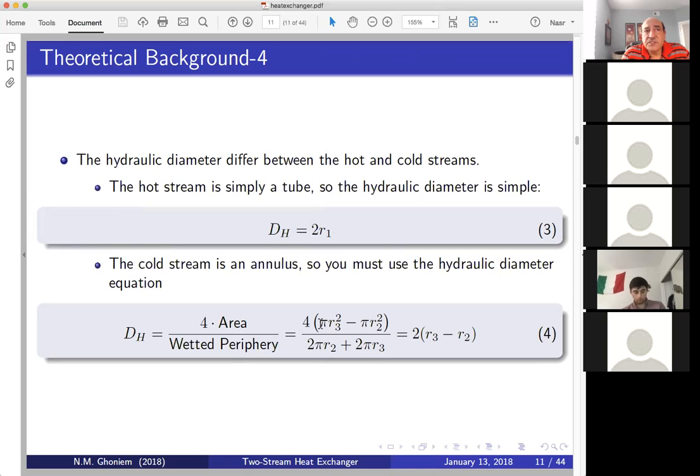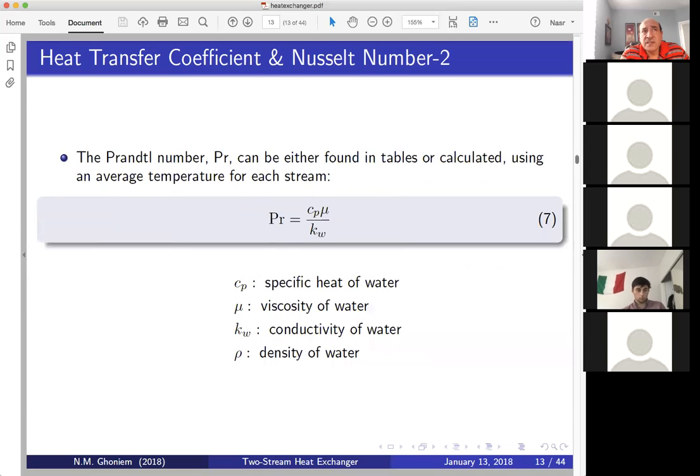So if you apply this definition to the area of the annulus, the difference between the outside and the inside, and then you divide it by the wetted periphery or perimeter that the water is in contact with, you come up with actually 2R3 minus 2R2, which means D outer minus D inner. So it's pretty simple actually at the end. And the reason is that the two tubes are circular. If they were rectangular, then you get a different result. So we got the hydraulic diameter, and then we are ready now to calculate the Reynolds.